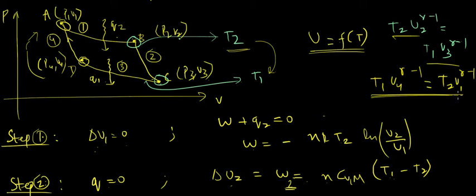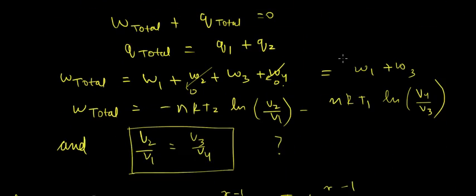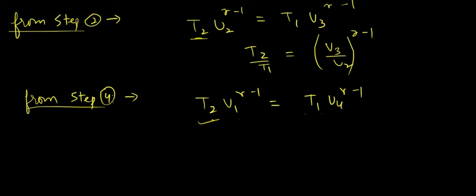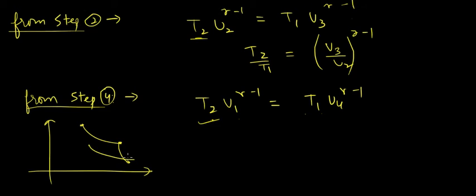So just using these two equations below also. The first equation was T2 V2 to the power gamma minus 1 would be equal to T1 V3 to the power gamma minus 1, and here we can write T2 V1 to the power gamma minus 1 would be equal to T1 V4 to the power gamma minus 1. If you are not able to recollect or follow from the above step, I am again drawing the graph so that you have a better understanding.